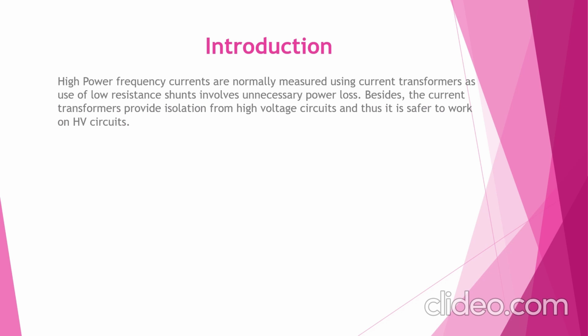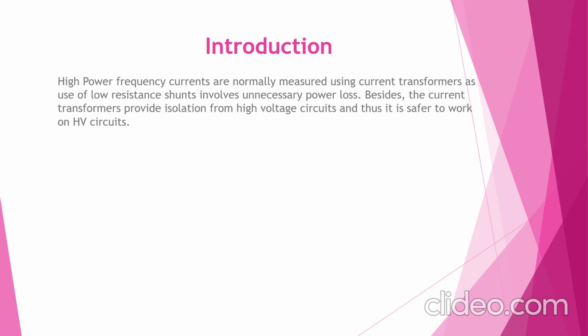So in these slides we are going to see how to measure high power frequency currents using the current transformer with electro-optical signal converter method. High power frequency currents are normally measured using current transformers, as the use of low resistance shunts involves unnecessary power loss. Besides, current transformers provide isolation from high voltage circuits, and thus it is safer to work on HV circuits.